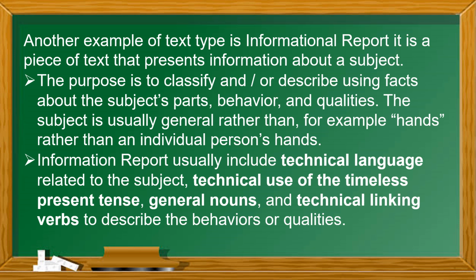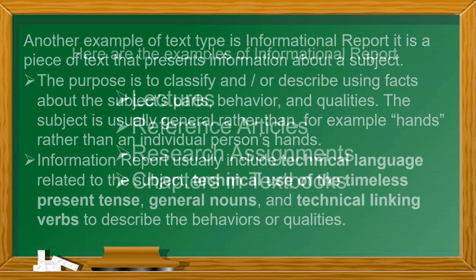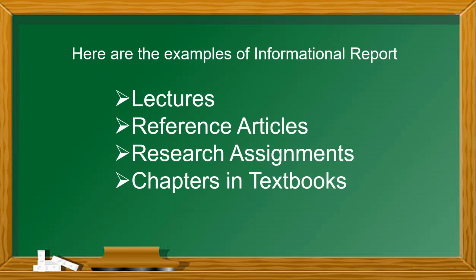Information reports usually include technical language related to the subject, technical use of the timeless present tense, general nouns, and technical linking verbs to describe the behaviors or qualities. Here are the examples of informational report: lectures, reference articles, research assignments, chapters in textbooks.